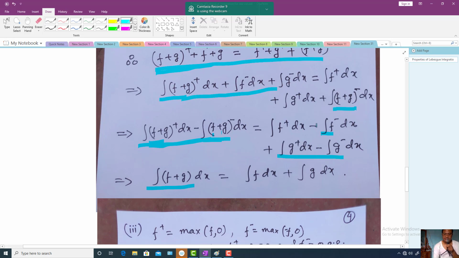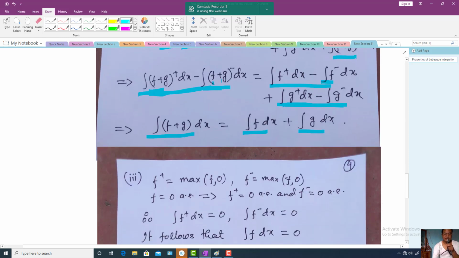Similarly, since f is integrable, this expression is exactly equal to this one, and this one is exactly equal to this one. Ultimately you get that the integration of the function f plus g is equal to the integration of the function f plus the integration of the function g. So we have done Roman number 2, we have the proof.